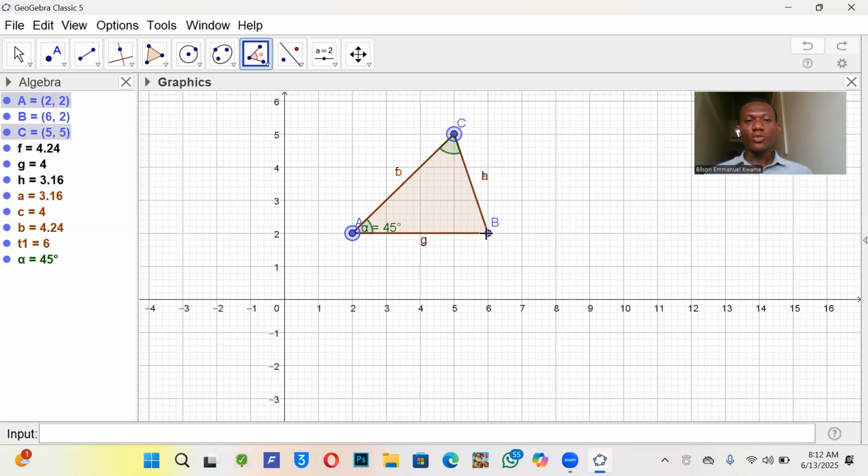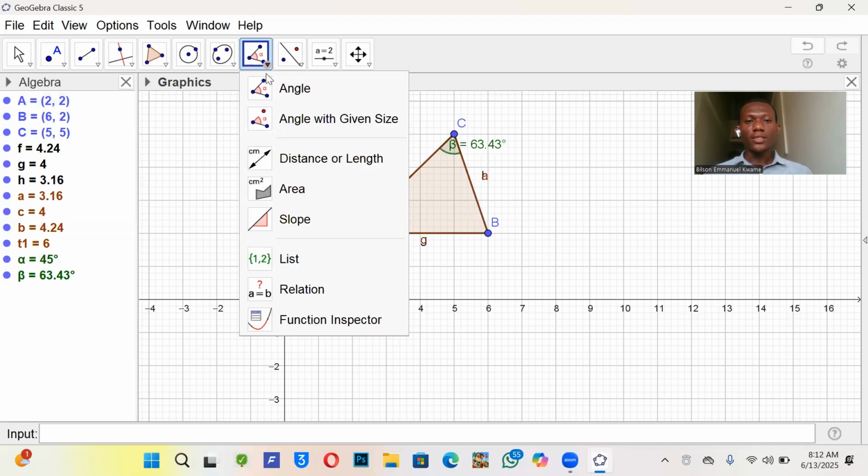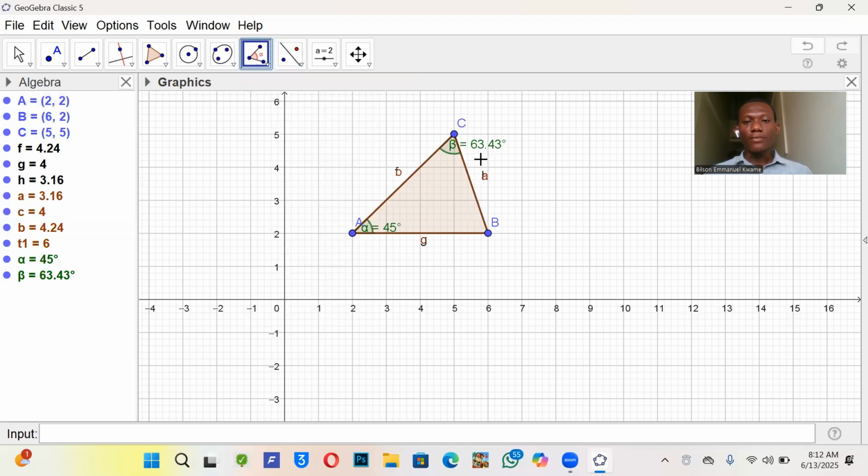Okay, to do that, you have to activate the angle. You come here, then you activate angle, right? After activating angle, go clockwise to select the interior angles, right? Clockwise, just like the way the clock moves, to select the interior angle. Now we are done drawing the triangle.